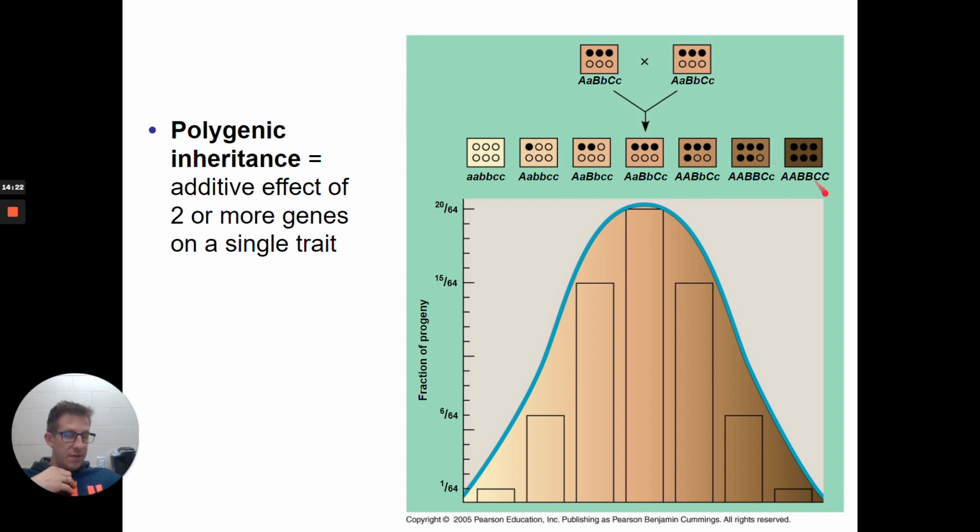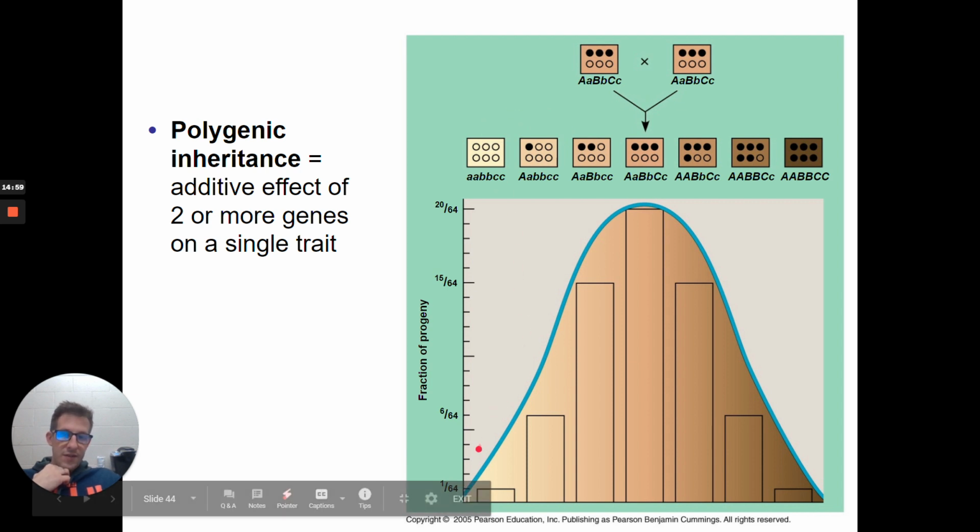So if we look over here at the far right of the bell curve, we see that this individual would possibly have gotten 6 copies of the dominant gene, and that is very unlikely based on this particular setup for these particular parents, which is why you see far fewer people with that super dark skin. Okay, on the far opposite end, we see that this full homozygous recessive for all 6 copies of the genes and the alleles is also very rare. It's very rare to get that combination of alleles based on these parents.